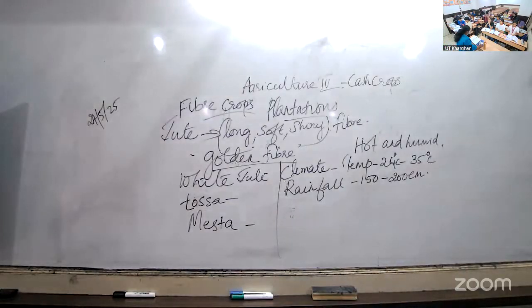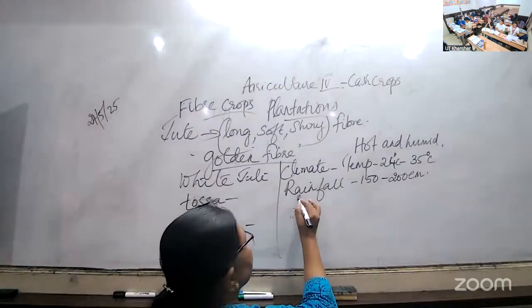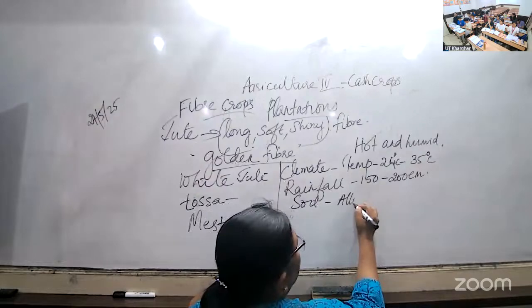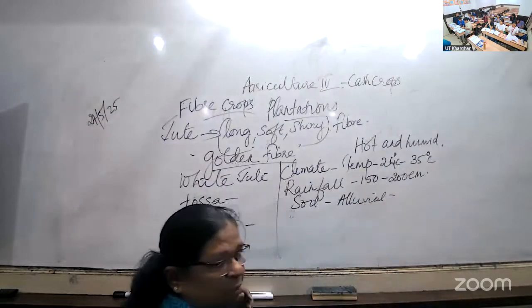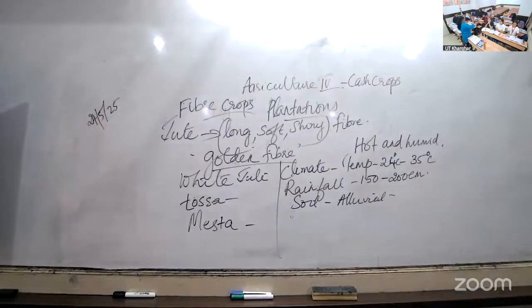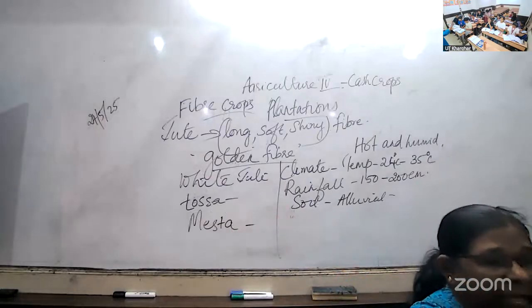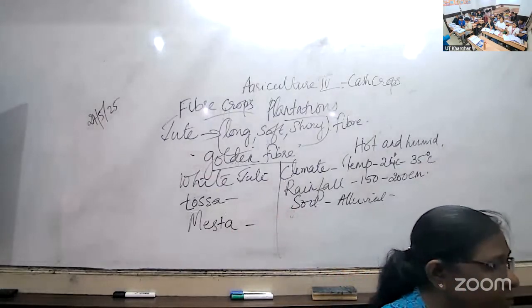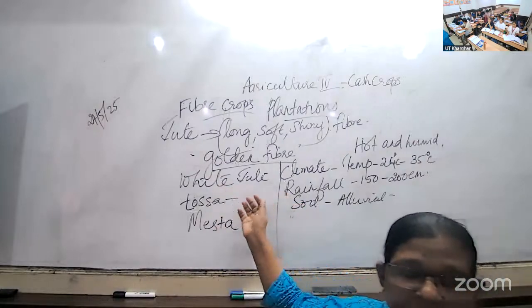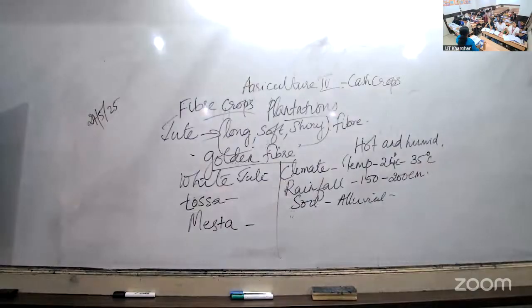Then, what type of soil? Best suited is alluvial soil. There are two types of alluvial soil. Which are they? Bhangar and Khadar. Bhangar is the old one, and next one is Khadar. Here it is fertile. Every time the river brings fertile soil, that soil is best suited for jute cultivation. Clear?